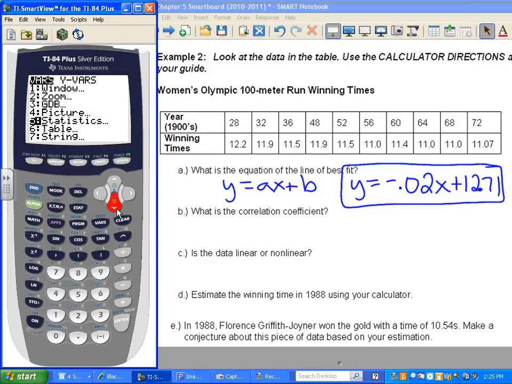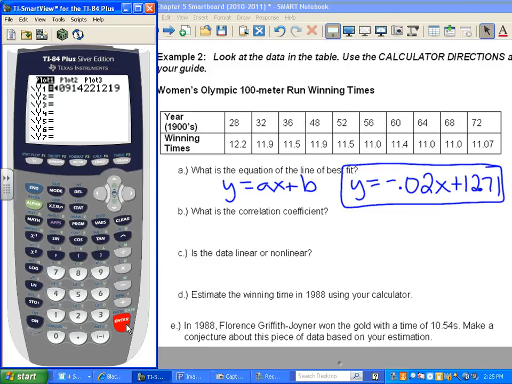Okay, scroll down to statistics, hit enter. Go over to EQ. This is step 16. When you go over to EQ, you need to make sure that RegEQ is highlighted. Hit enter. The exact equation should appear in the y equals screen. Only hit enter once. They have every decimal point up there.